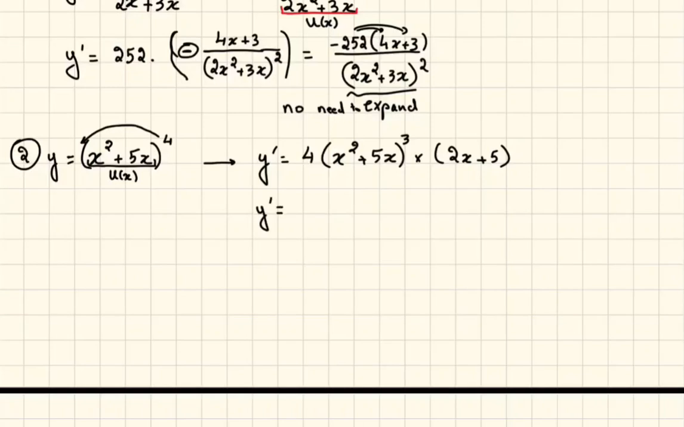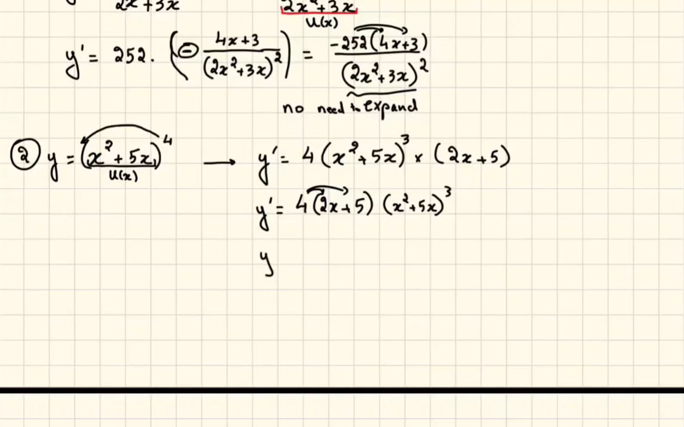Just if you want to simplify more, usually we write the term with the exponent last, so x squared plus 5x exponent 3, and I still have 4 at the beginning, multiplied by 2x plus 5. If you want to distribute here, you are allowed to do it. However, the 4 cannot be distributed over this because we have an exponent there. So just don't make this mistake.